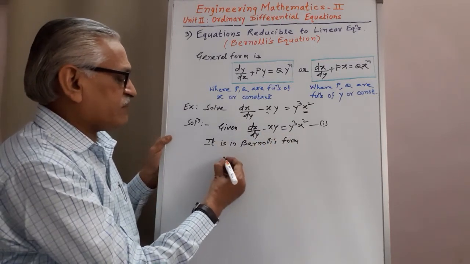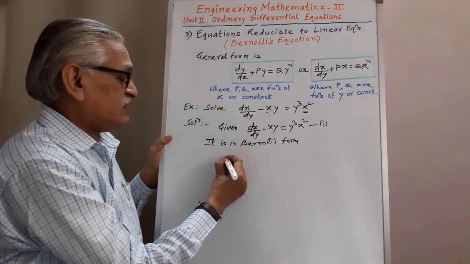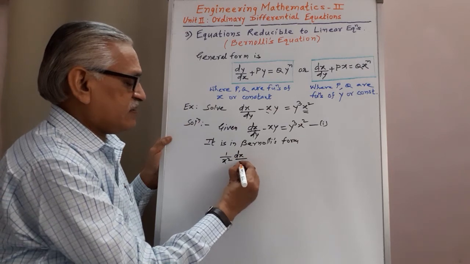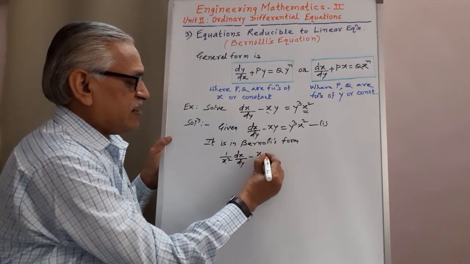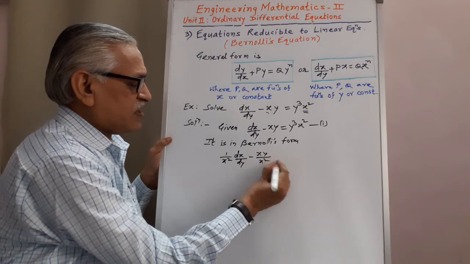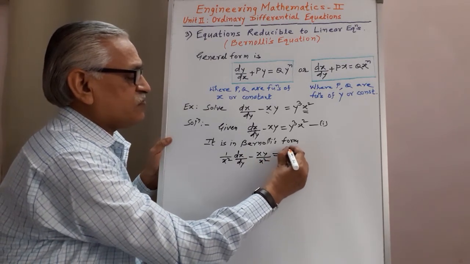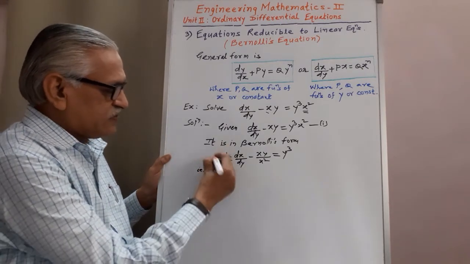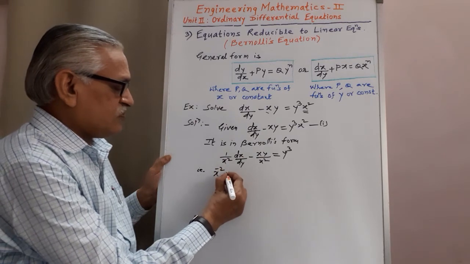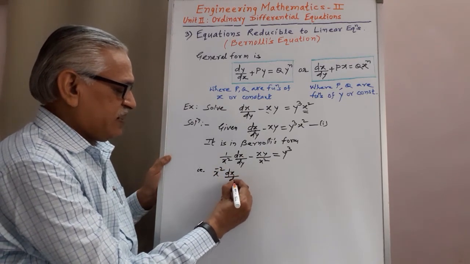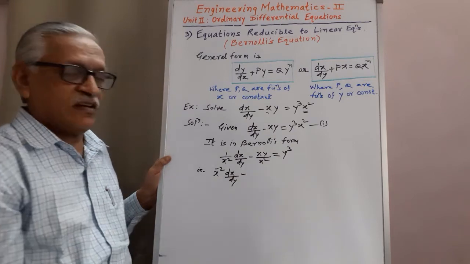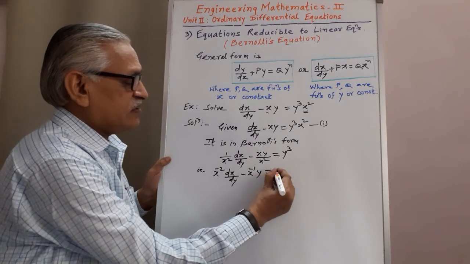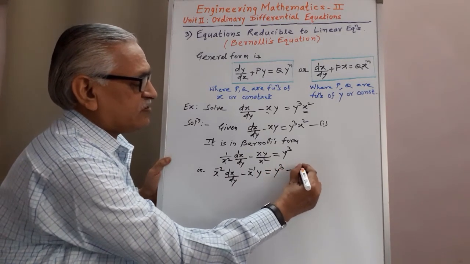Therefore, dividing by x square, we get 1 by x square into dx by dy minus xy divided by x square is equal to y cube. That is nothing but, transferring this to the numerator, we get x raised to minus 2 dx by dy minus 1 by x, nothing but x raised to minus 1 into y, is equal to y cube. We call this equation 2.